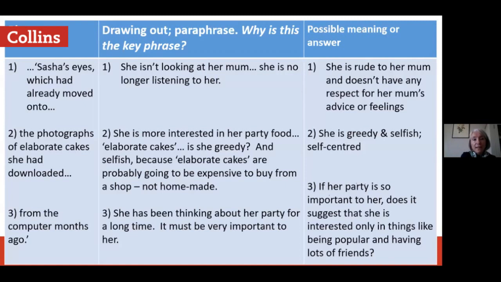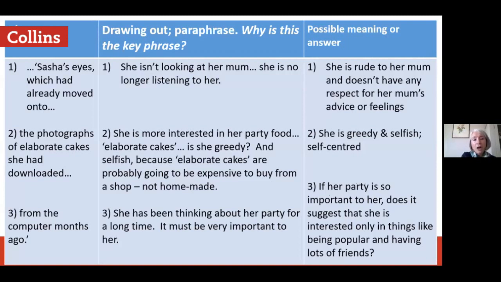So the next phrase is she's then looking at the photographs of the elaborate cakes. So from the elaborate cakes, we can extrapolate that perhaps she's more interested in party food. Is she greedy? Is she selfish? Because elaborate cakes are going to be a lot more expensive than anything that her mum might be able to make her. So we can extrapolate from the fact she's looking at elaborate cakes that she's a bit greedy, that she's probably a bit selfish and a bit self-centered.